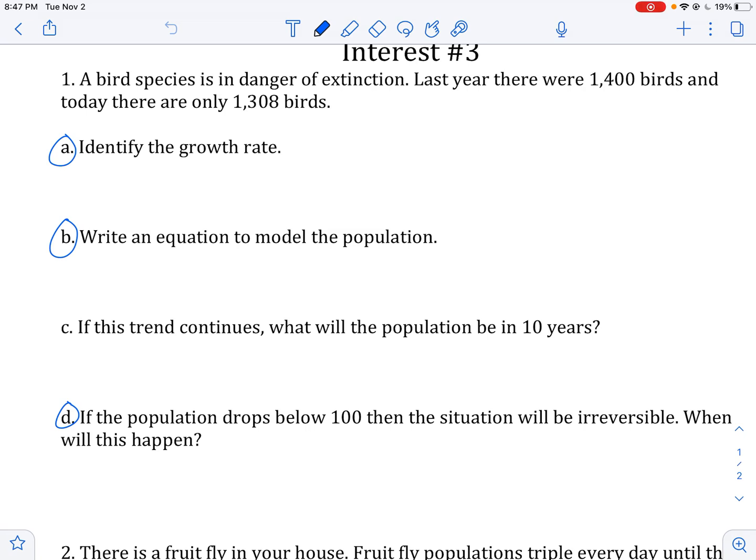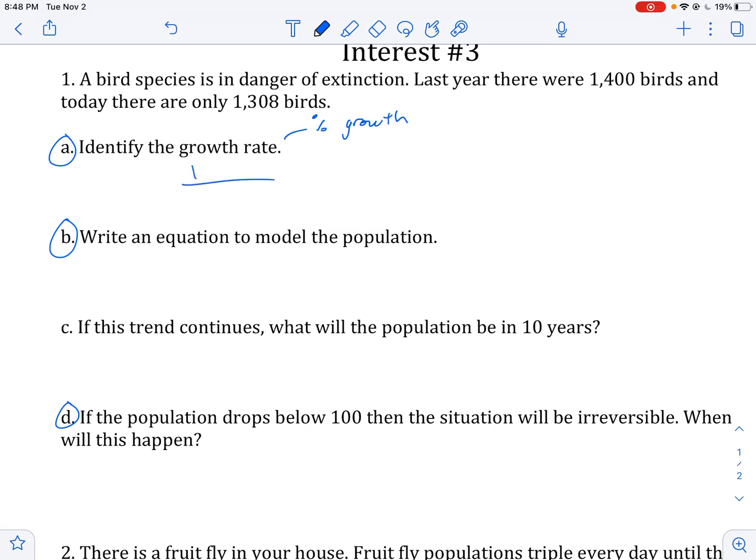Bird species, they're all dying off, I don't know, climate change and deforestation, things like that. Anyway, so the birds are dying off. It's horrible. We want them to survive. But anyway, last year there were 1,400 birds, and now there are only 1,308 birds. And the first thing is asking, what is the growth rate? Well, the growth rate is the percent of growth, like what rate is it increasing by. It's not going up, it's going down, but we'll get there in a second.